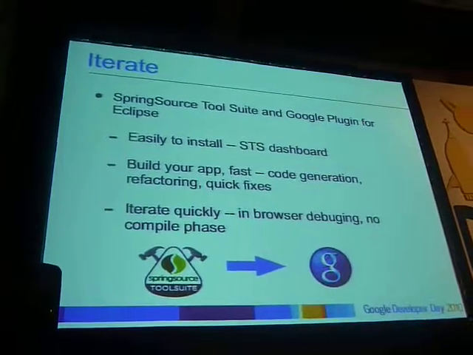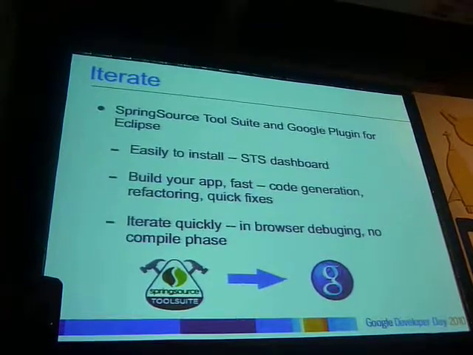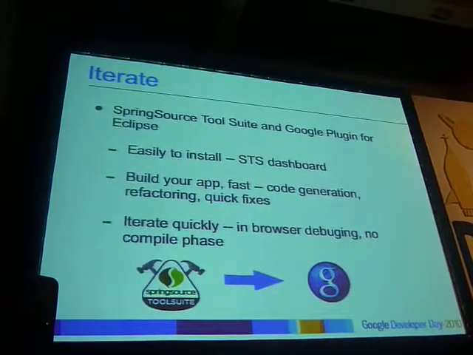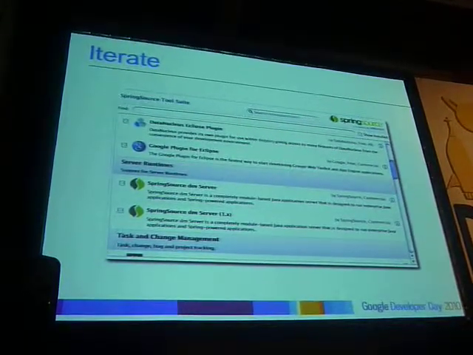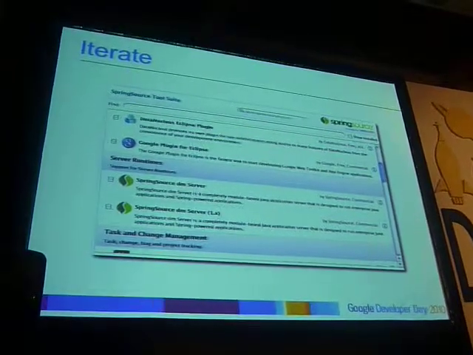When you want to iterate, you've moved on in the cycle. Use SpringSource Tool Suite and Google Plugin for Eclipse to easily install. It's baked into STS, so if you download SpringSource Tool Suite when you leave, you'll have a dashboard where you can immediately get our tools to get started. So there's not a bunch of moving around to find some SDK and some plugin, it's just there.